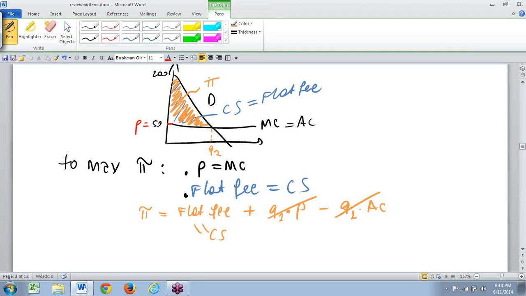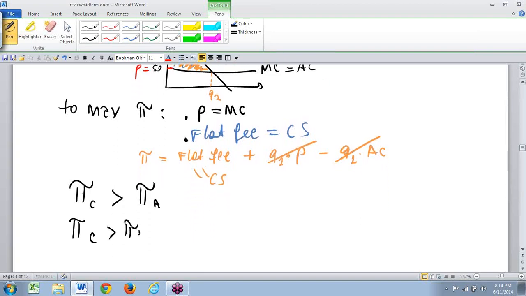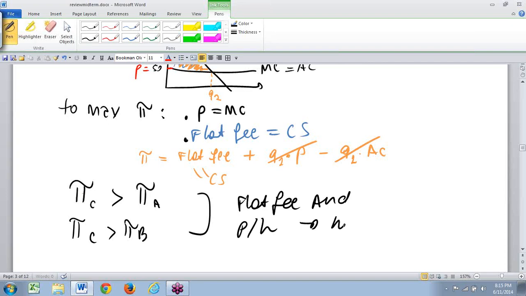So as you can see here, you have the highest profits. With this pricing scheme, you have higher profits than before. So the profits from, let's call this pricing scheme C, are higher than the profits in A and also of B. So when you can both choose a flat fee and price per hour, it will give you the highest profits ever and always. So this is a rule.